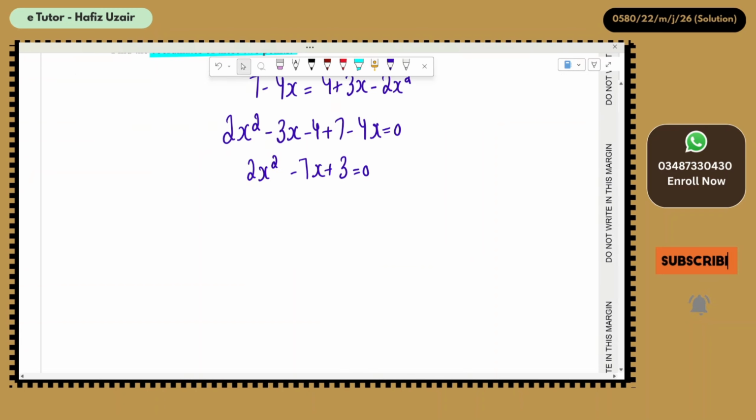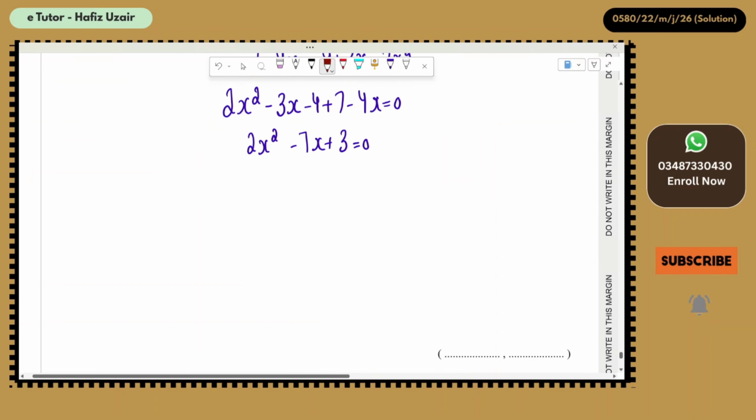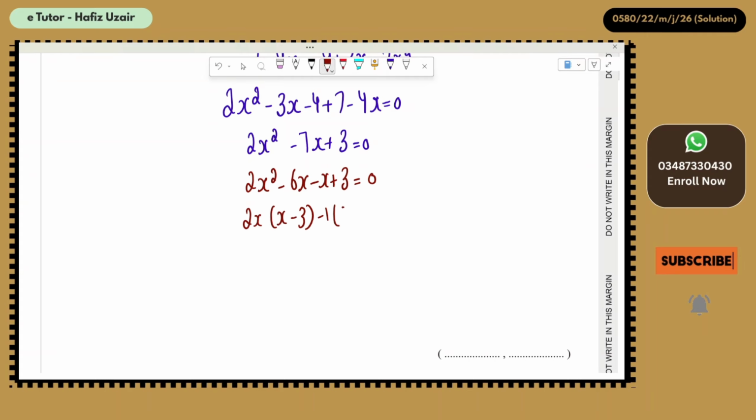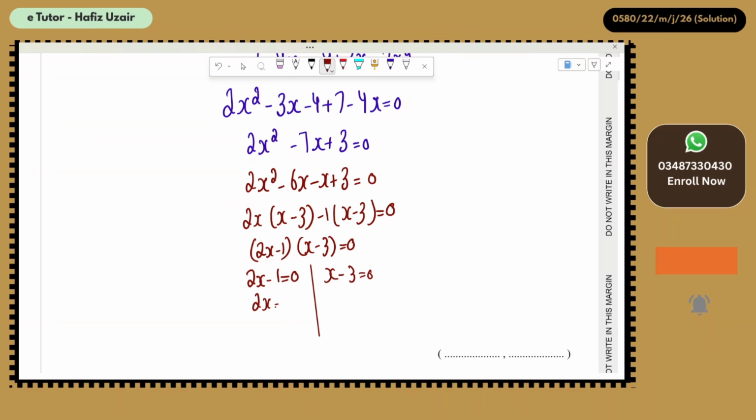Let's factorize this equation. So this will be 2x square minus 6x minus x plus 3 is equal to 0. 2x is common from here, so 2x into (x minus 3), minus 1 into (x minus 3) is equal to 0. Now (2x minus 1) into (x minus 3) is equal to 0. Put them equal to 0. 2x minus 1 is equal to 0, and x minus 3 is equal to 0. So 2x will be equal to 1 and x will be equal to 1 upon 2, and x will be equal to 3.